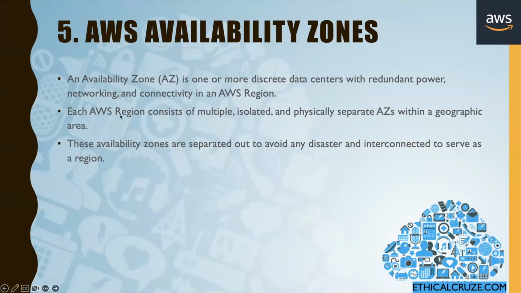Each AWS region consists of multiple isolated and physically separated availability zones within a geographic area, so that if any one of the availability zones faces any issue, any natural disaster or anything, then a different availability zone will come in as a backup. All the data is maintained in all those servers, so that if any one of them goes down, the other two can act as a backup. These are separated out just to avoid disasters, and since they are all interconnected, that's why they serve as a backup.